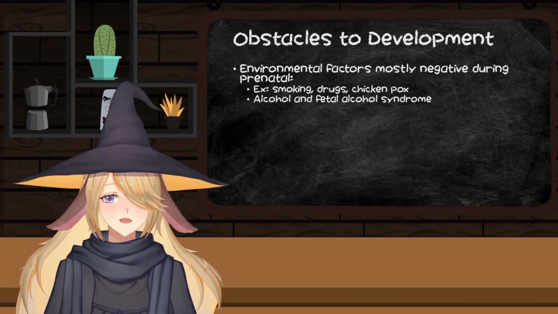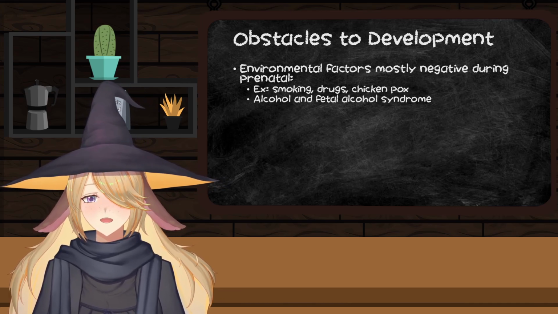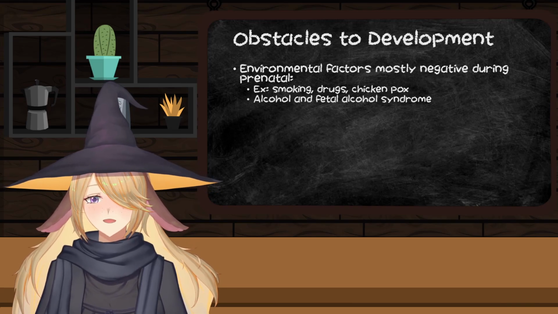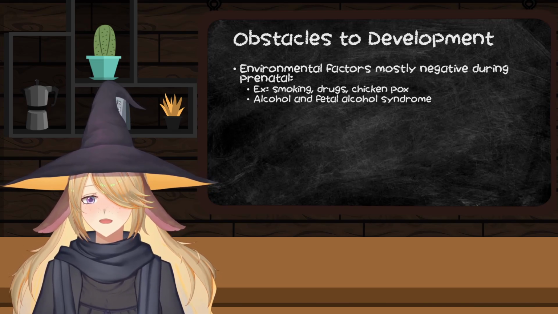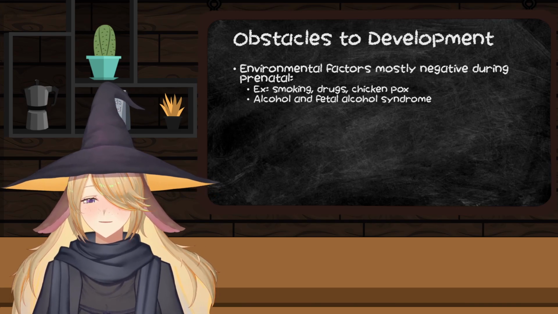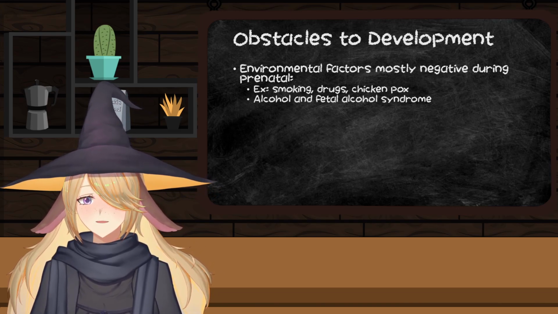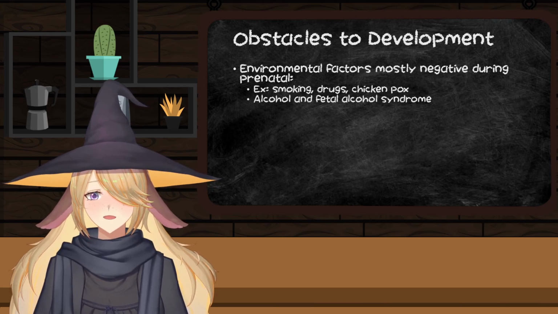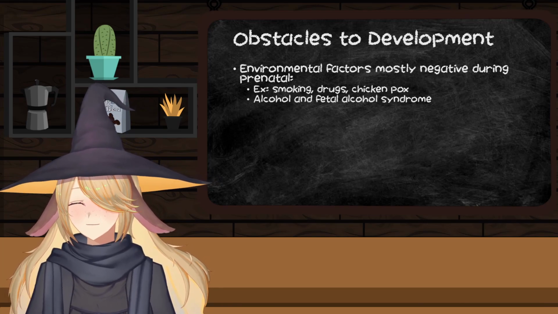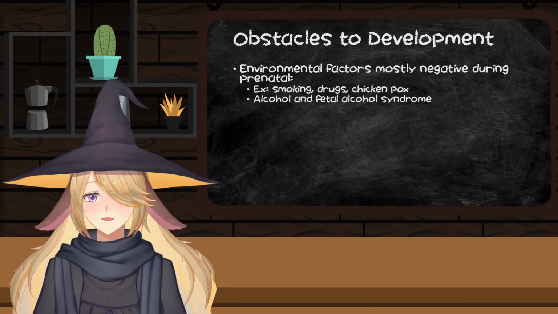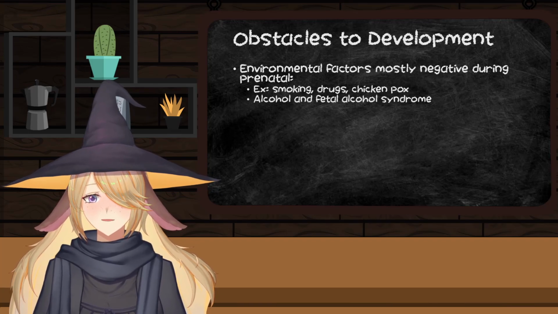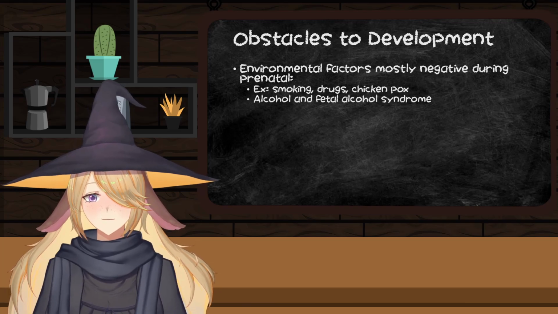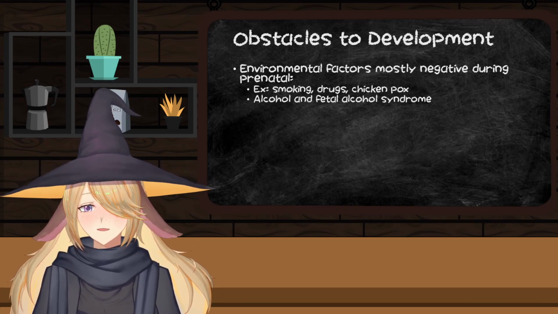Interestingly enough, when we think about obstacles to development in the prenatal environment, they're basically only negative. Despite all the pop psych about listening to Beethoven while you're pregnant and everything, it doesn't really have a conclusive effect. And yet a wild amount of stuff can just go wrong during the prenatal period. Obviously, smoking, drugs. If the person carrying the child gets chicken pox, it can cause tremendous trauma to the fetus. Fetal alcohol syndrome, it's in the name. Drinking especially can cause a lot of issues with a child.